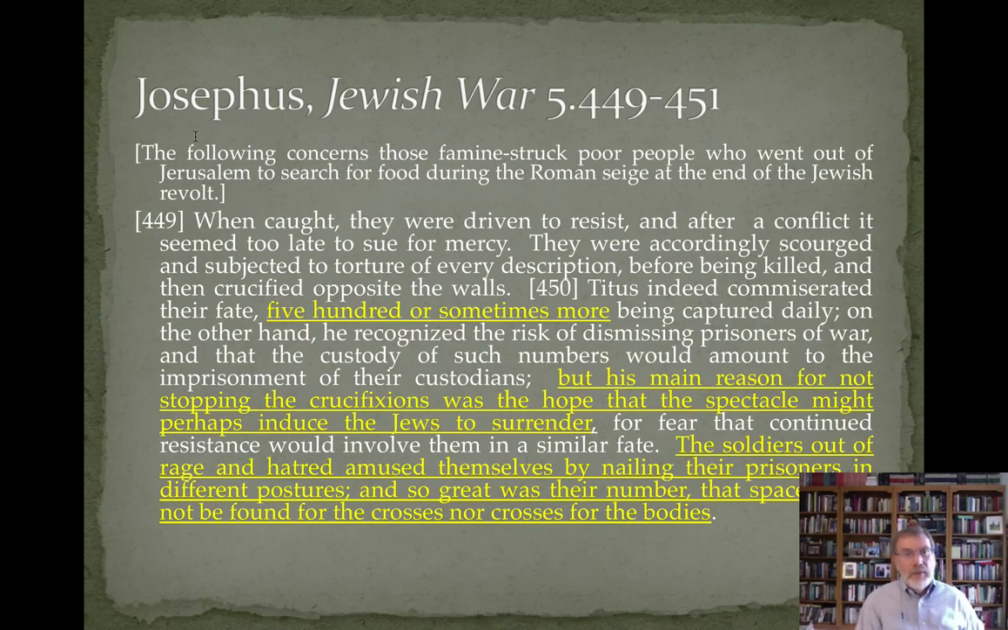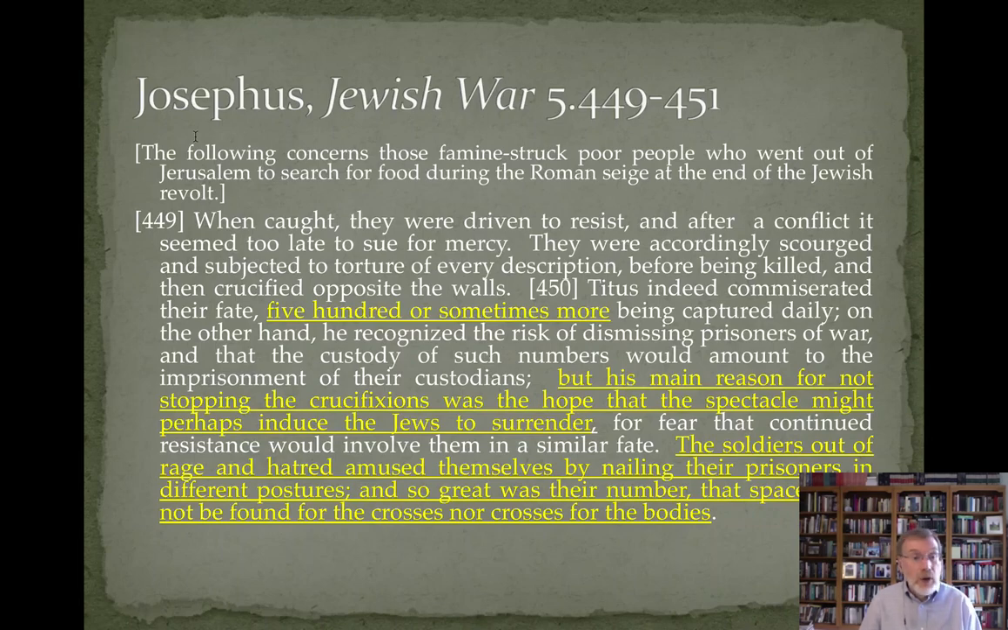And then similarly, I gave you a portion of this text earlier. This is Jerusalem during the Jewish revolt against Rome in AD 70, just as Jerusalem is about to fall. The Romans have captured Jerusalem. They've hemmed it in. They are starving the people out in the city. And it is said that 500 or sometimes more of the Jewish people who are trying to escape the city just to get some food are being captured daily, and they're regularly being put to crucifixion.